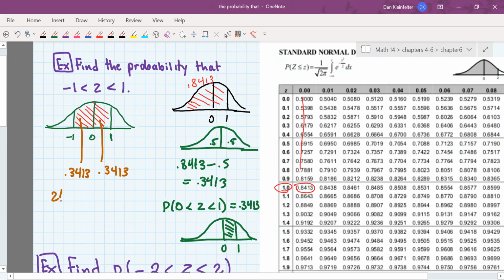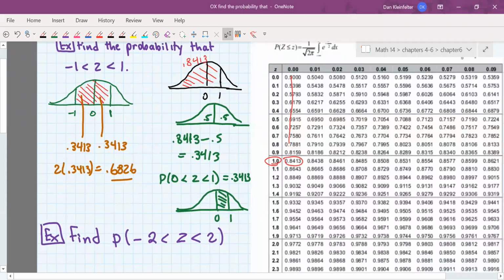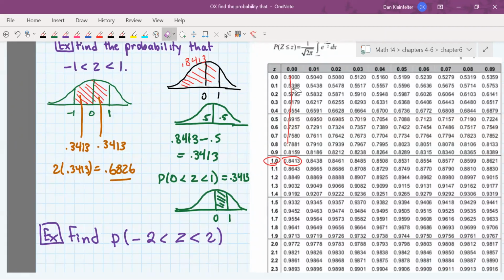So we need 2 times 0.3413, and that's 0.6826. So a little more involved, but with practice, it's easier. Fortunately, we will get more practice right now.